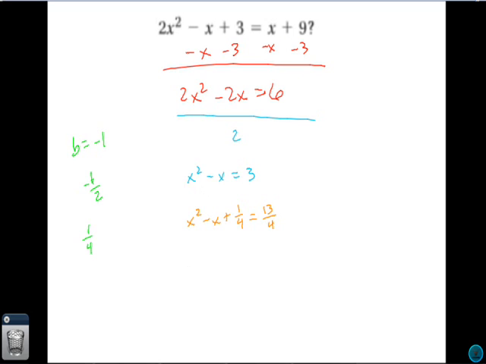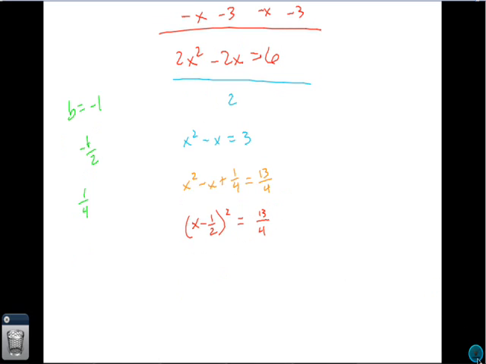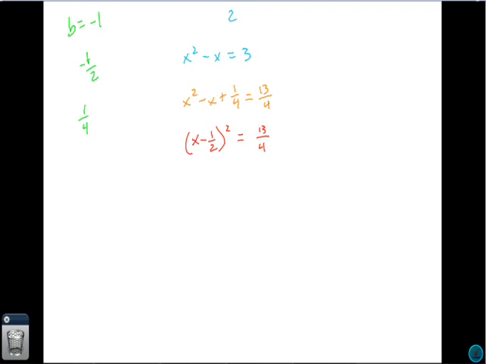Okay, now next step. Next step is to factor this. To factor a perfect square trinomial, it's just going to be x minus that 1/2 squared, and we still have just 13/4 over here. If you're not sure how I'm getting this, it's following the steps that we followed on the page before. From here, I'm going to take the square root of both sides.